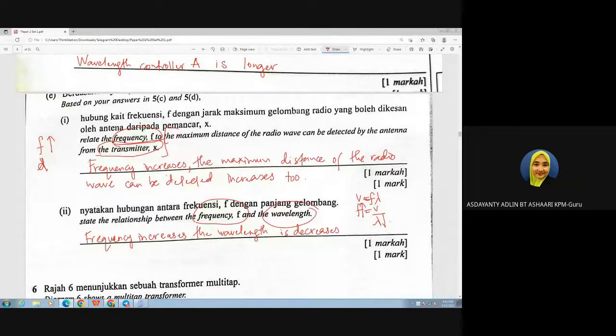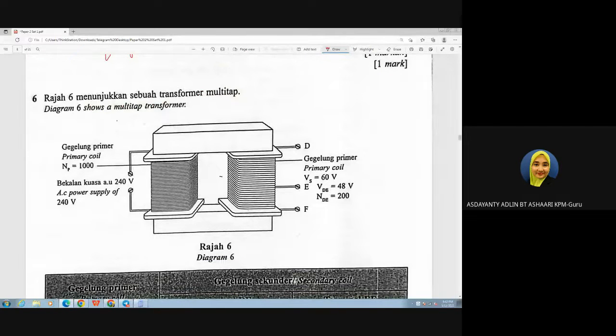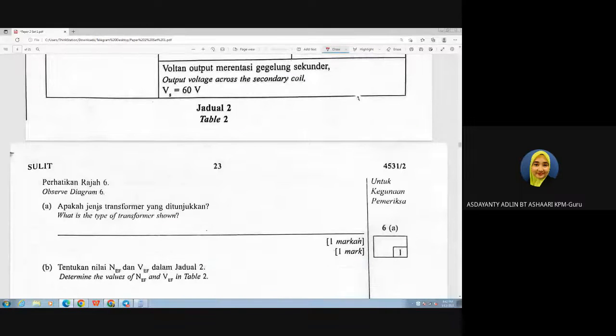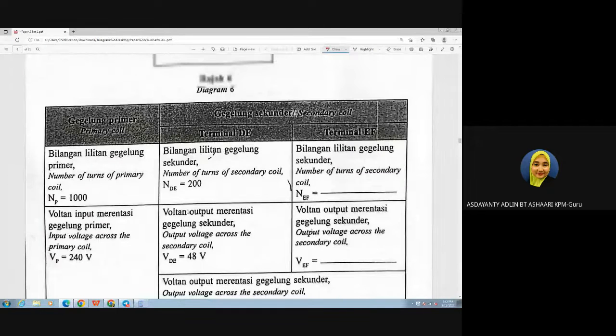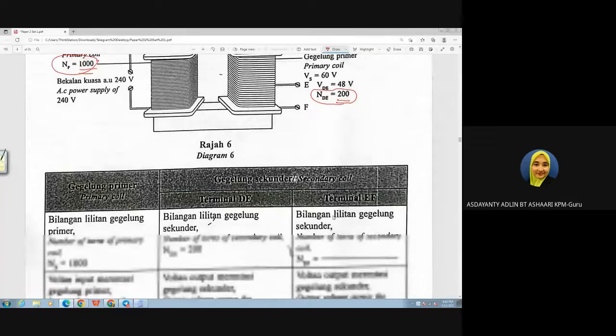Okay, next, number 6. Diagram 6 shows a multi-tap transformer. So what is the question? What is the type of transformer shown? So look at it again. The type of the transformer, step up or step down. So look at the number. Number of primary coil 1000, number of secondary coil 200. So from 1000 it becomes 200. So this is a step down transformer.